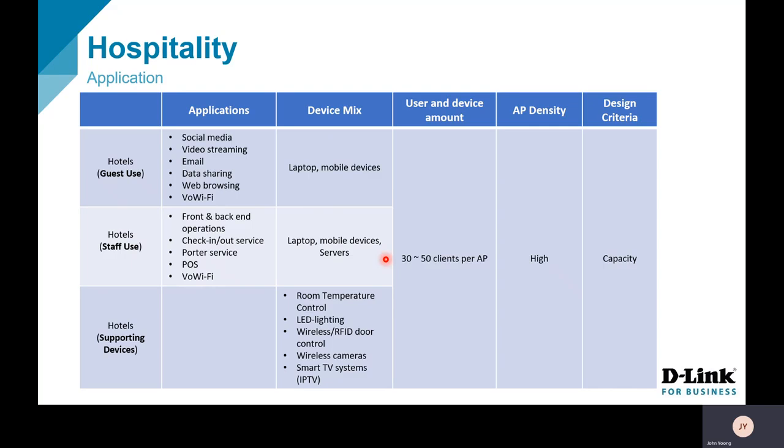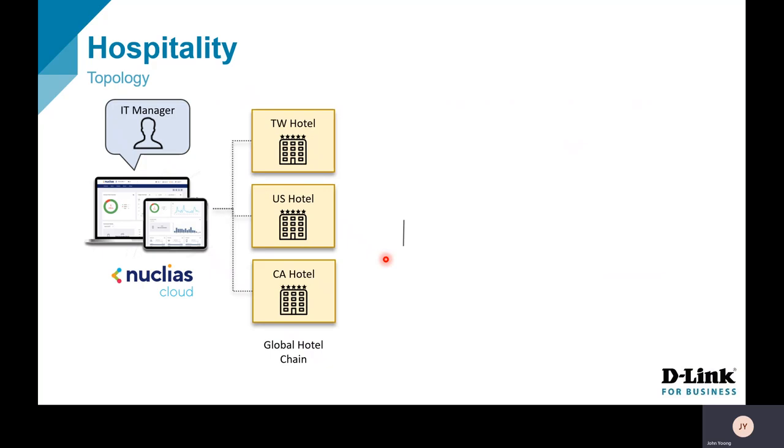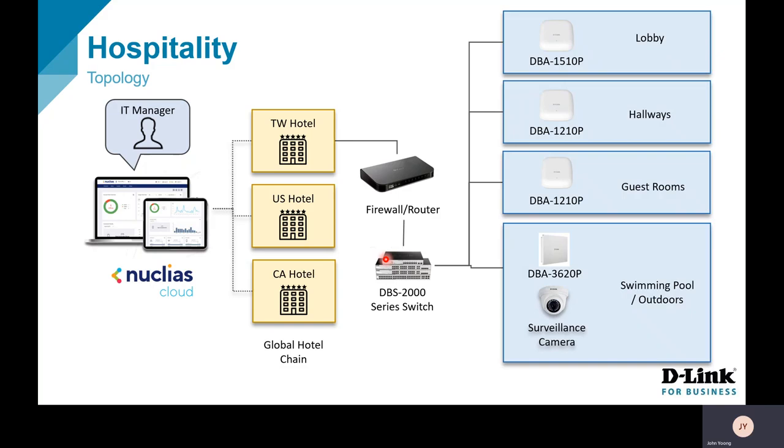and those TV systems. So the topology under the hotel, the IT administrator using the Nuclias Cloud portal is able to see all the organizations, the different hotels in different locations, and they will be able to manage the individual devices behind. So we have a firewall, we have a core switch, followed by all the edge switches. For the edge switch, we have the DBS 2000 to PoE all the APs, all the DBA series, and even the cameras.